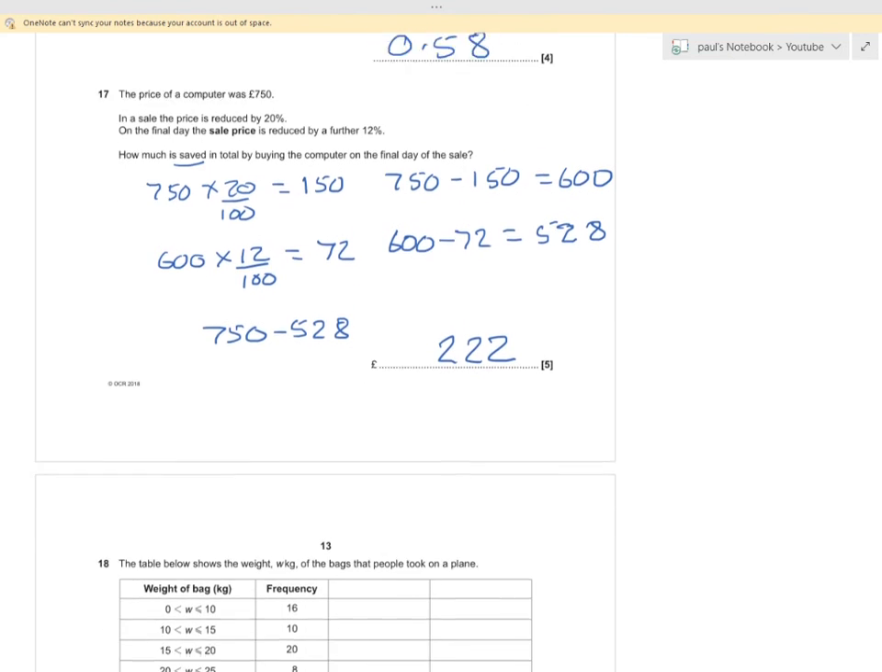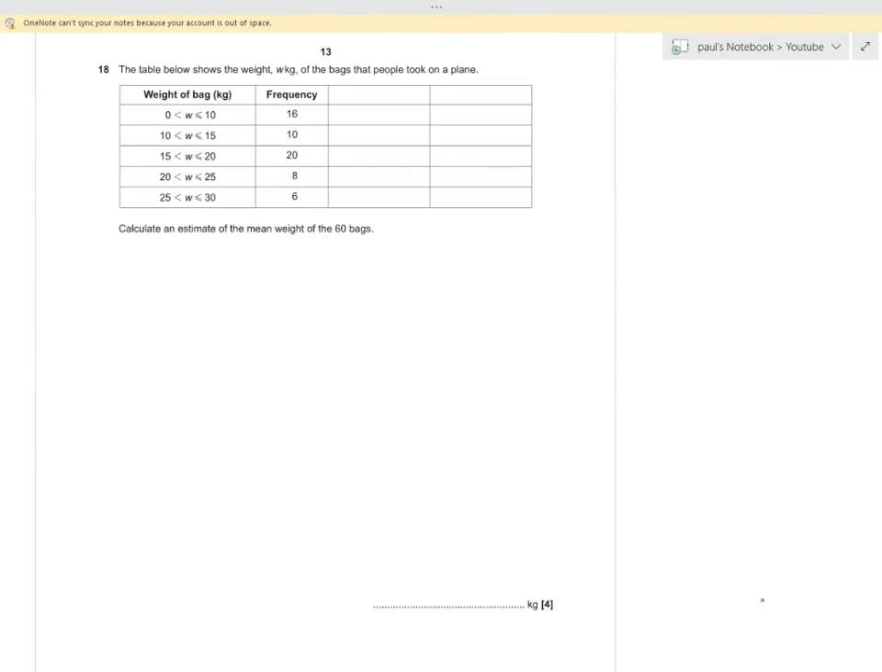Okay, let's have a look at this one. Always a table. The table shows the weight of the bags that people took on a plane. Calculate an estimate for the mean weight of the 60 bags. Well, we know if we add all that up, we've got 60 bags. So what we're going to do is the weight divided by the bags, I suppose. Or the bags divided by the weight. I'm not really sure yet. So we need an average weight.